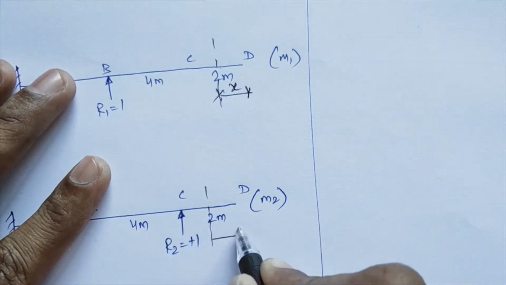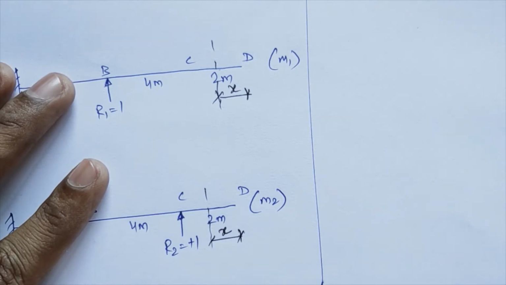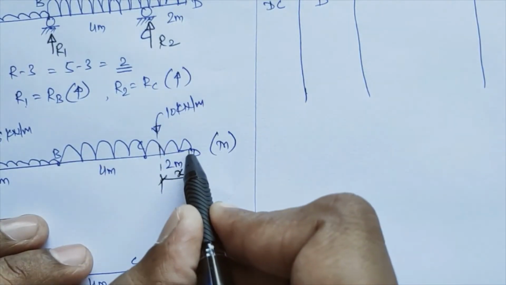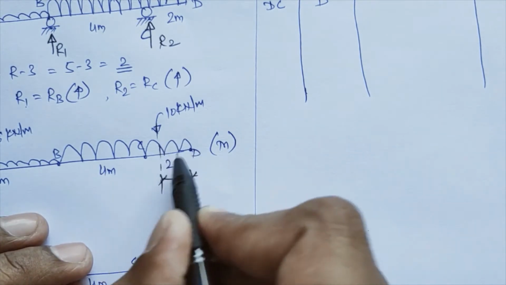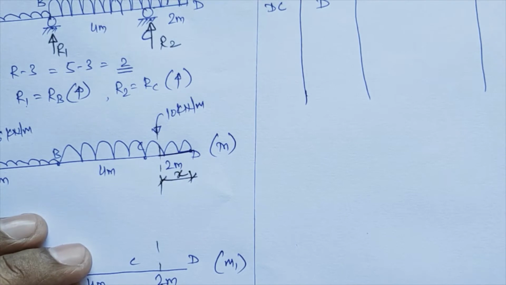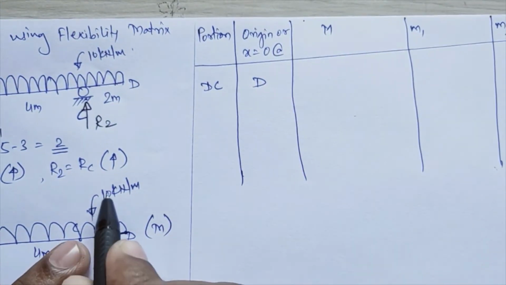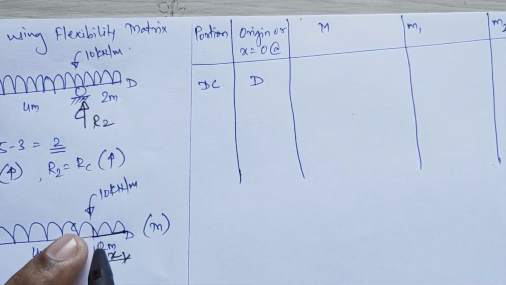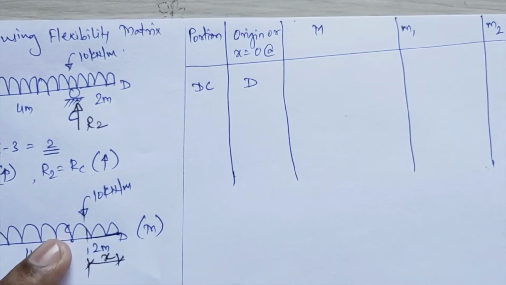So I am cutting this section at a distance x from point D in portion CD over there. Here you have to take moment of all the forces between this. So here you are having acting UDL of x distance over there. So moment of that acting UDL of 10 kilonewton per meter for this x portion CD, that will be how much?